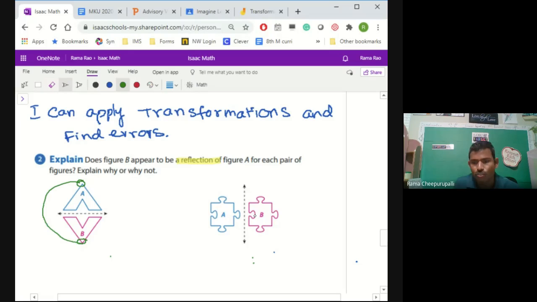That's right, Christian. It's true. I like that you put it as a translation. That is true. It's a translation. It's not a reflection. You guys know that in a translation, the orientation will be the same. Okay, the orientation will be the same. So this is a translation. Good job.